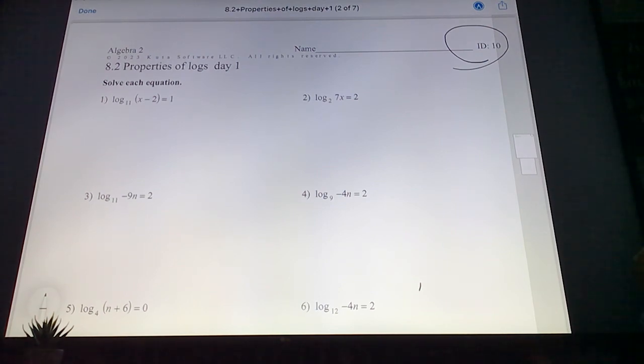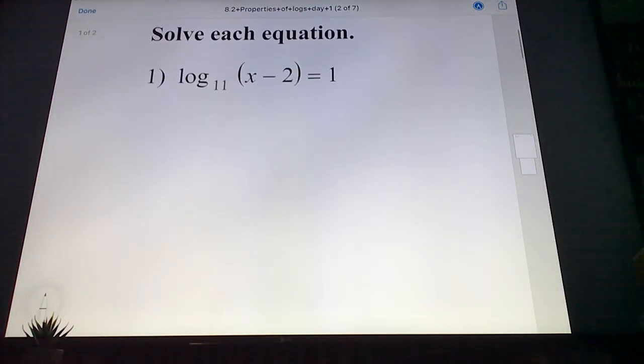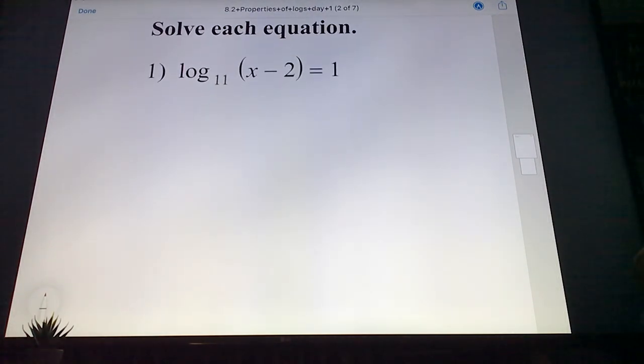So, in order to start solving these, you need to get rid of the word log, okay? And we see here that I have log 11, and that 11 is very important. So, in order to get rid of a log, you need to raise it to that power. So essentially what we're going to do is put this underneath, because you know how you have a power and then you have a number above? That's what we're doing.